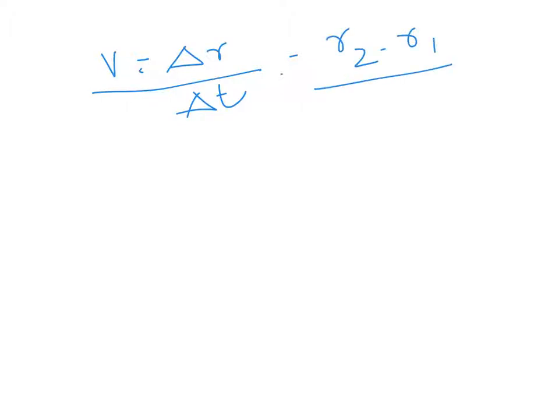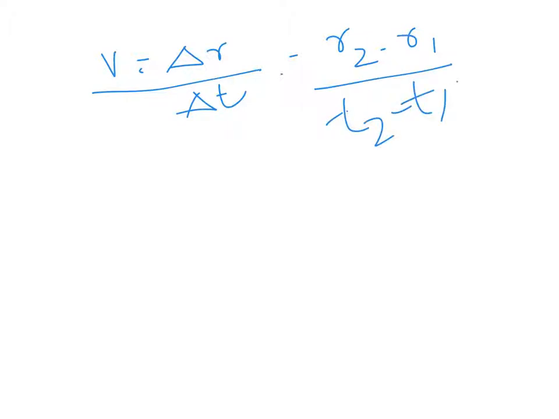So in the vector form, average velocity is written as the change in vector, that is delta r by delta t. So average velocity v can be written as delta r by delta t. Now what is delta r? Delta r is nothing but r2 minus r1, divided by t2 minus t1, which is delta t.